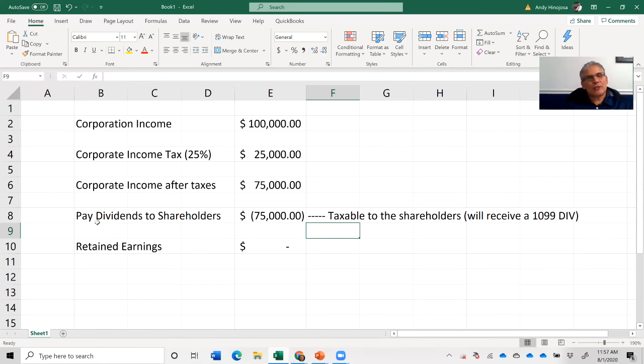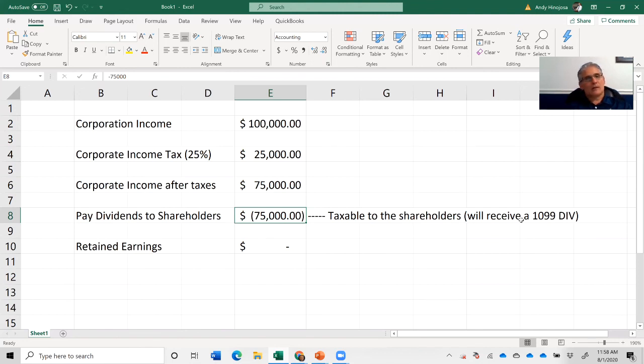Because the corporation paid $75,000 to the shareholders, at the end of the year, the corporation is going to send what's referred to as a 1099 dividend, or 1099-DIV, which is going to be a report that shows, if there's just one shareholder, that one shareholder receives $75,000. Well, guess what? That shareholder is going to have to add that $75,000 to their personal tax return. And they're going to have to pay taxes on it.